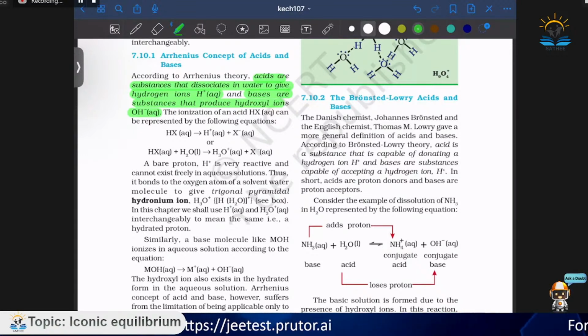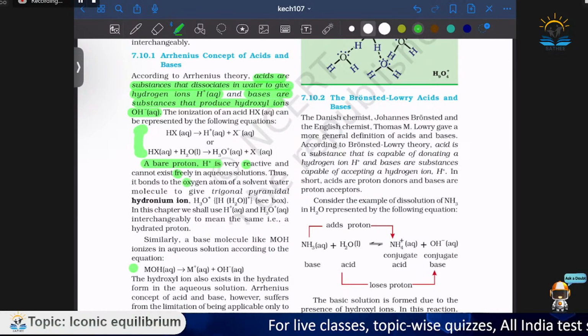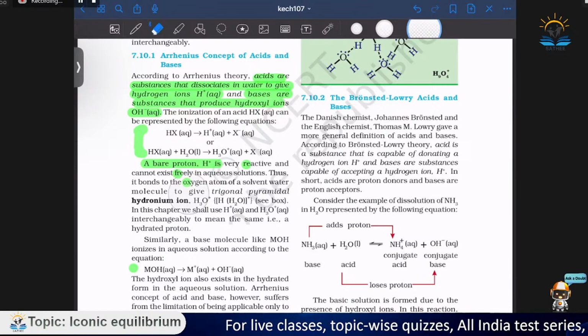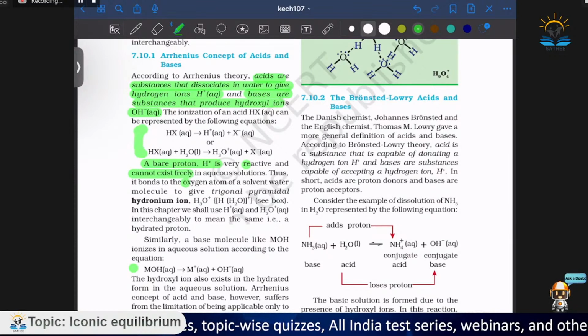ionization process of an acid. Similarly, the ionization process of a base also they have given. They have described a bare proton, the H plus ion. Okay, reactive, freely exists. It bonds to the oxygen atom. Okay, this is really reactive. It cannot exist freely as H plus, so it bonds to an oxygen atom of a water molecule, and it gives a hydronium ion.